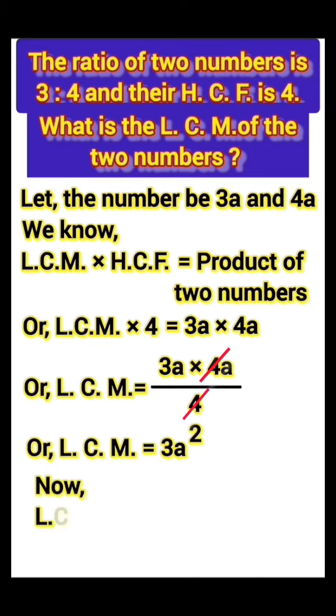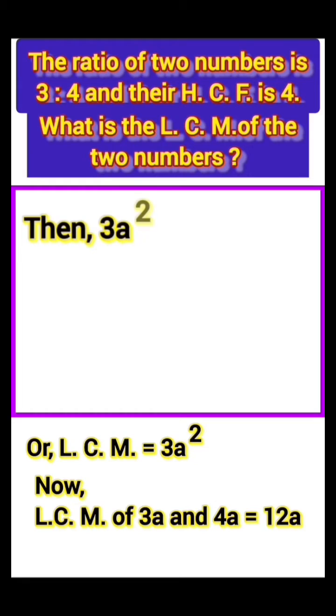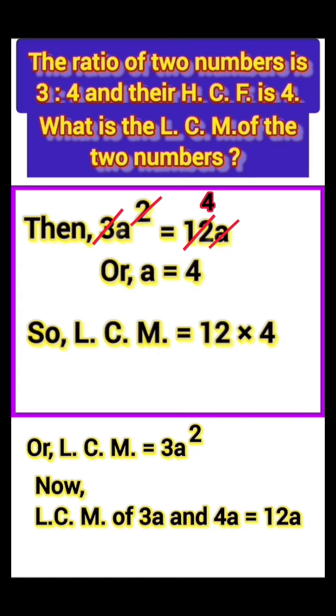Now the LCM of 3a and 4a equals 12a. Then 3a square equals 12a. Cancel a and a. Cancel by the table of 3. 3 4s are 12, or a equals 4. So LCM equals 12 into 4 equals 48.